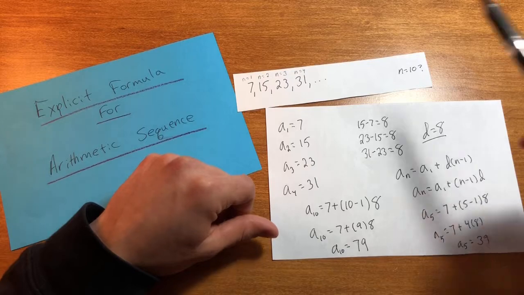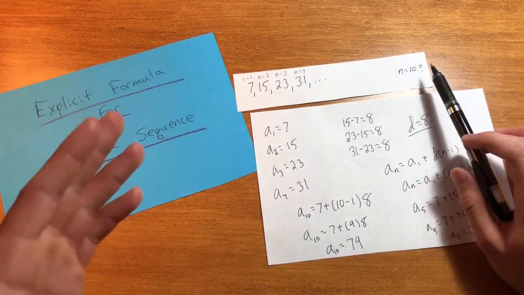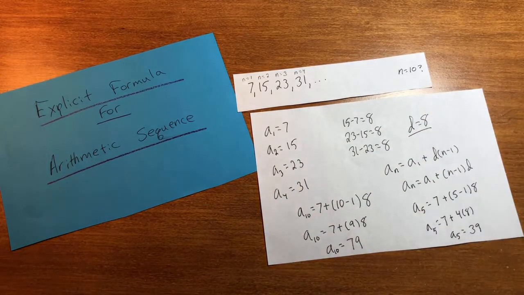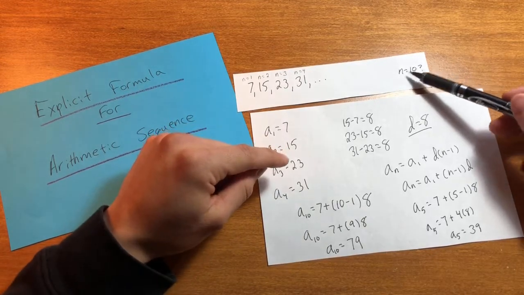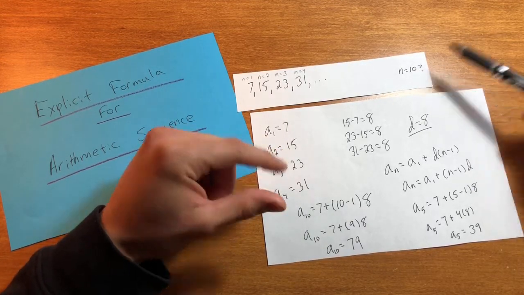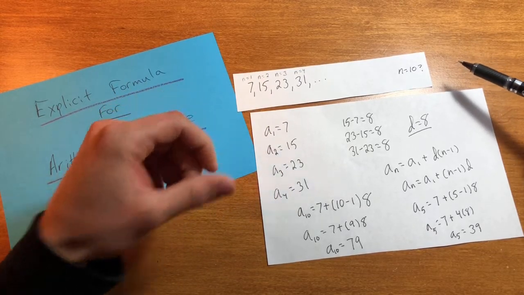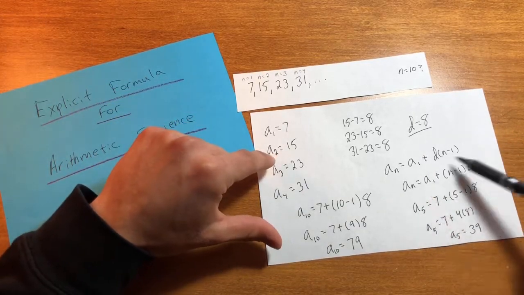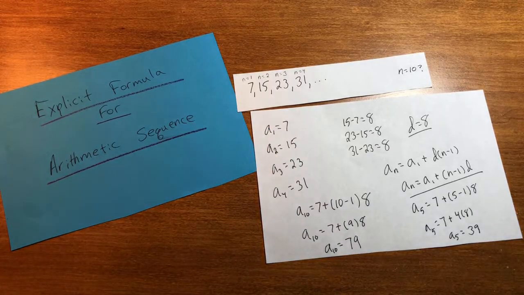So instead of just adding each time, you might say that in order to get to the 10th value, I could just add 8 that many times. But what if I asked you for a much larger value, like the 25th term or the 26th term or the 28th term? It's going to take a while to get to that term. So in this case, this formula is going to be very useful.